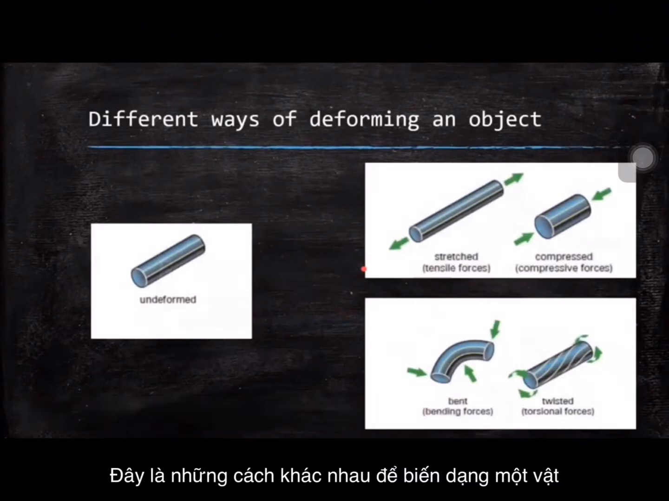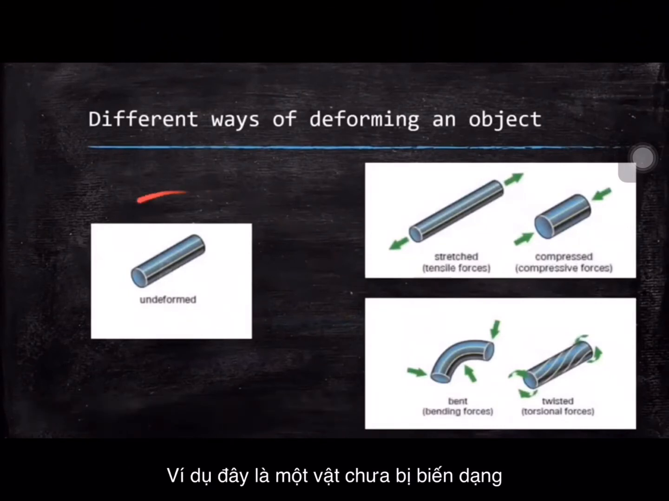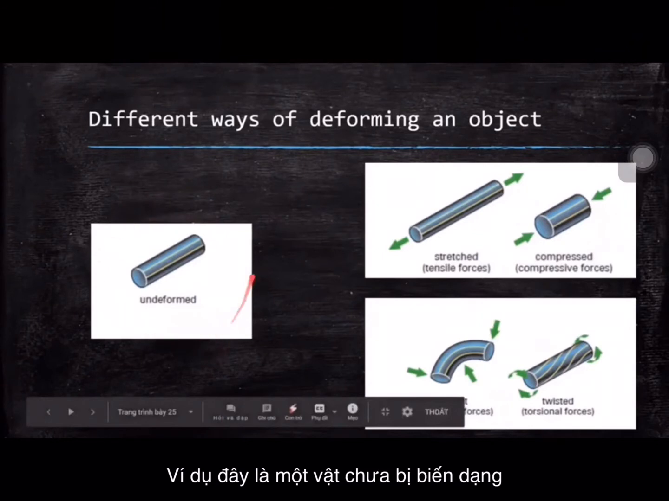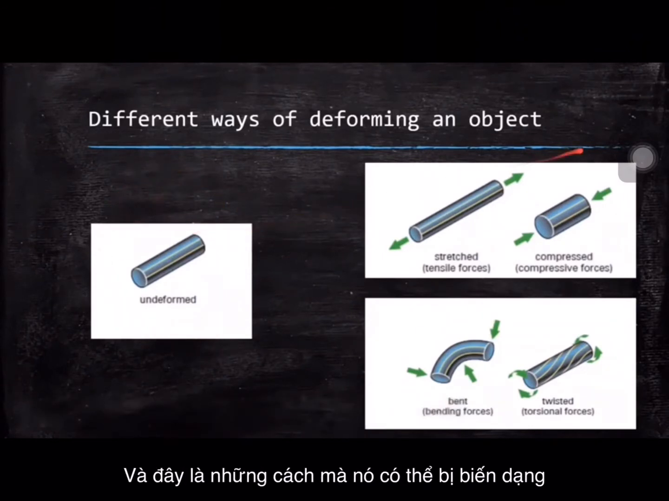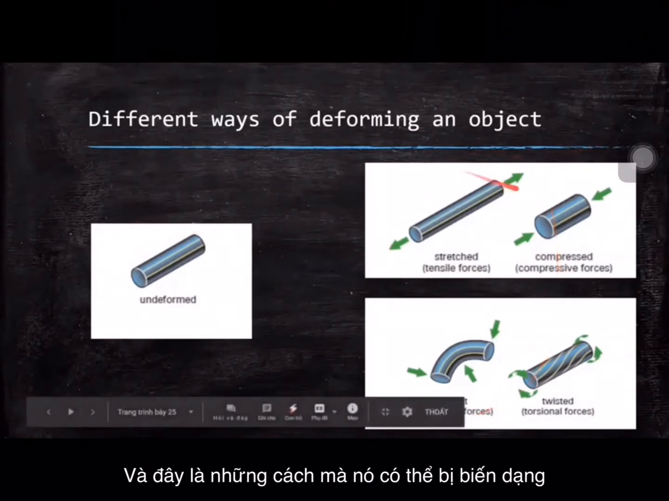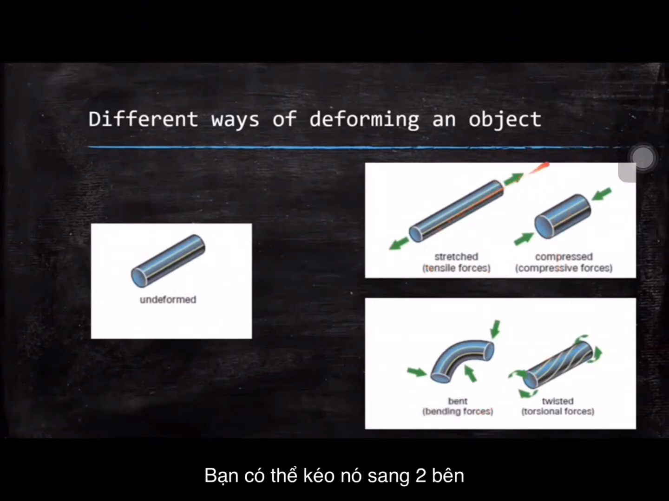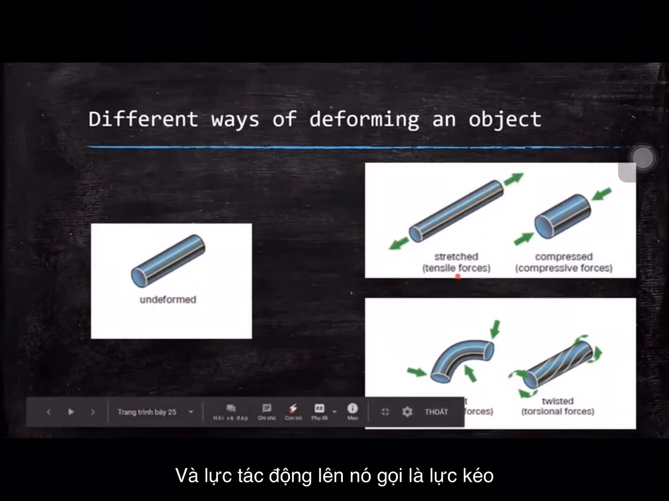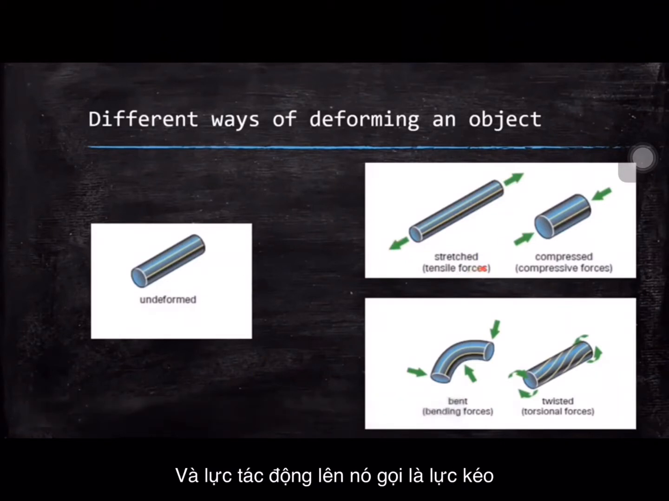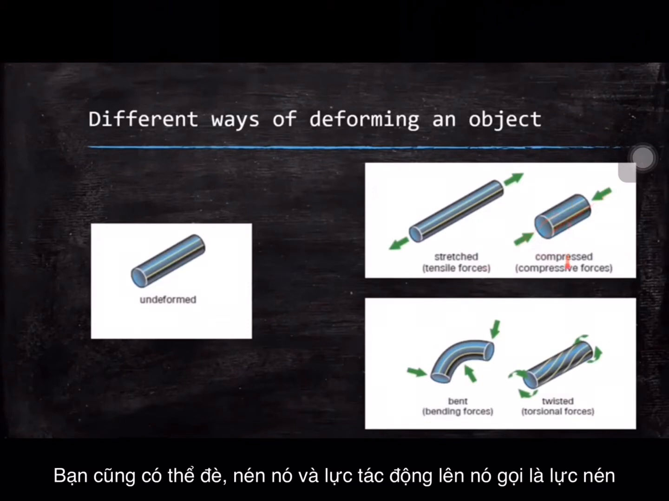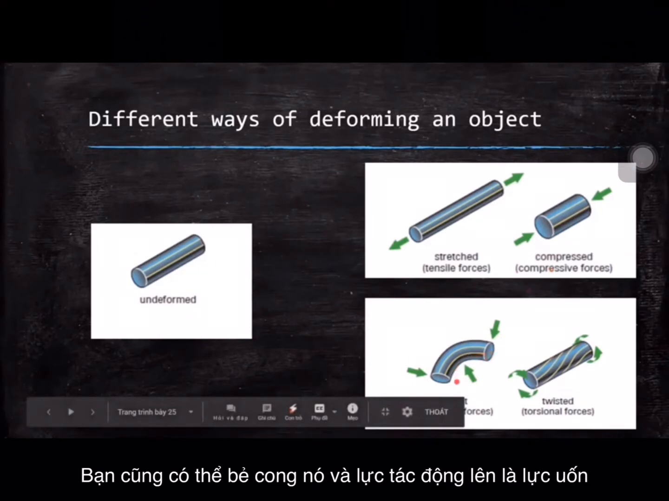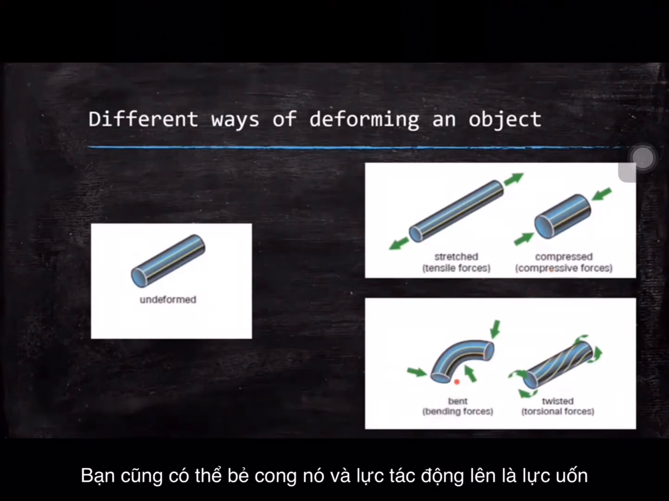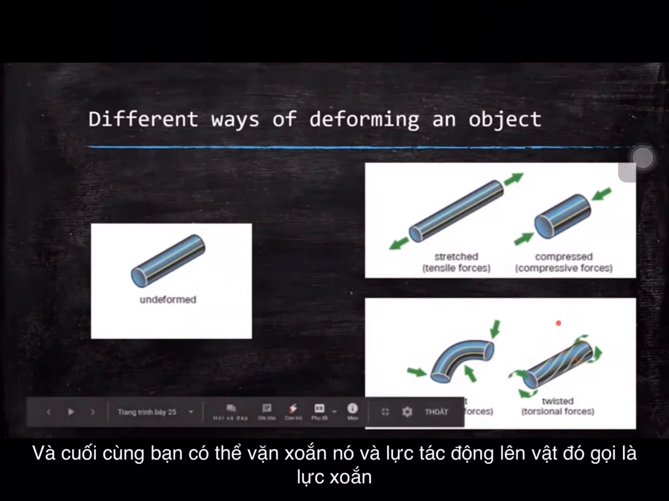So these are the different ways of deforming an object. This is an undeformed object, and these are the ways that you can deform it. You can stretch it in two ways, and the force that acts on it is called tensile force. You can compress it, and that is called compressive force. You can also bend it, and bending force will act on it, and finally you can twist it, and the torsion force will act on it.